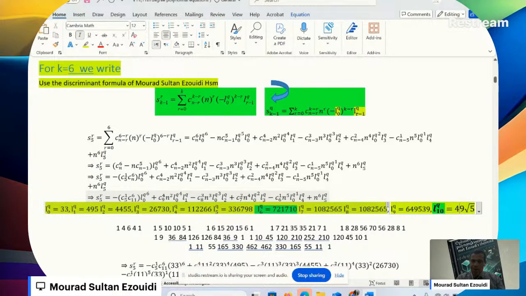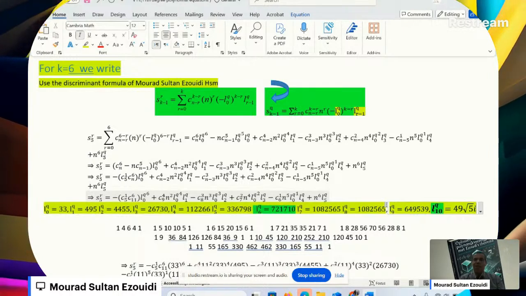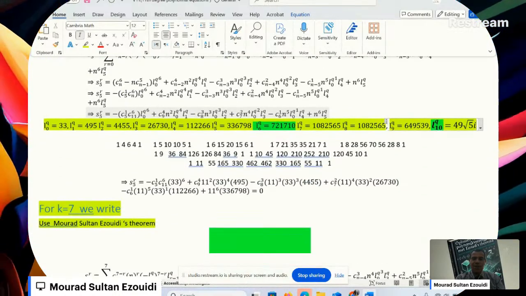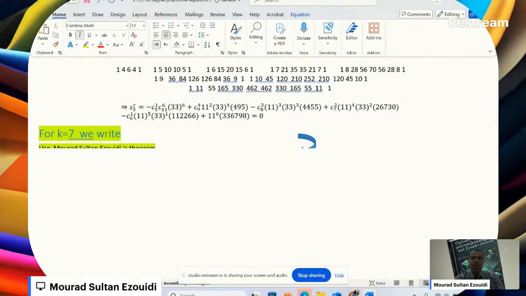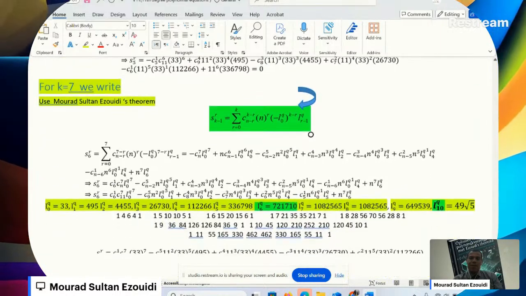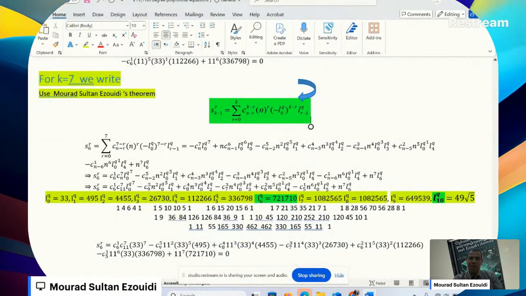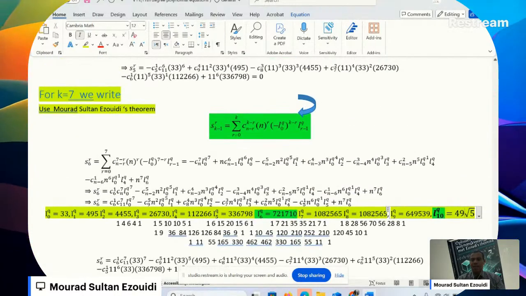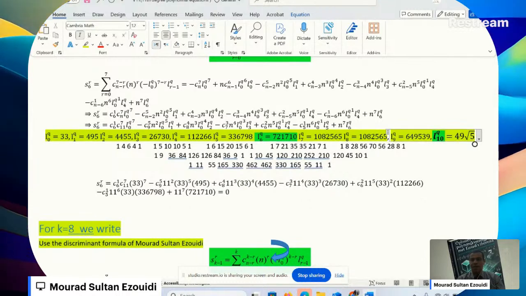Okay? So now I'm going to find S6. To find S6 is very easy. Go and put k equals 7 in the Ezouidi theorem, or apply Ezouidi theorem. Okay, sorry, let's see the name. Apply Ezouidi theorem and find S6, means put k equals 7. I will see if I change this one. Yes, I change it. Now this one is going to be equal to 49 root 5 times I.